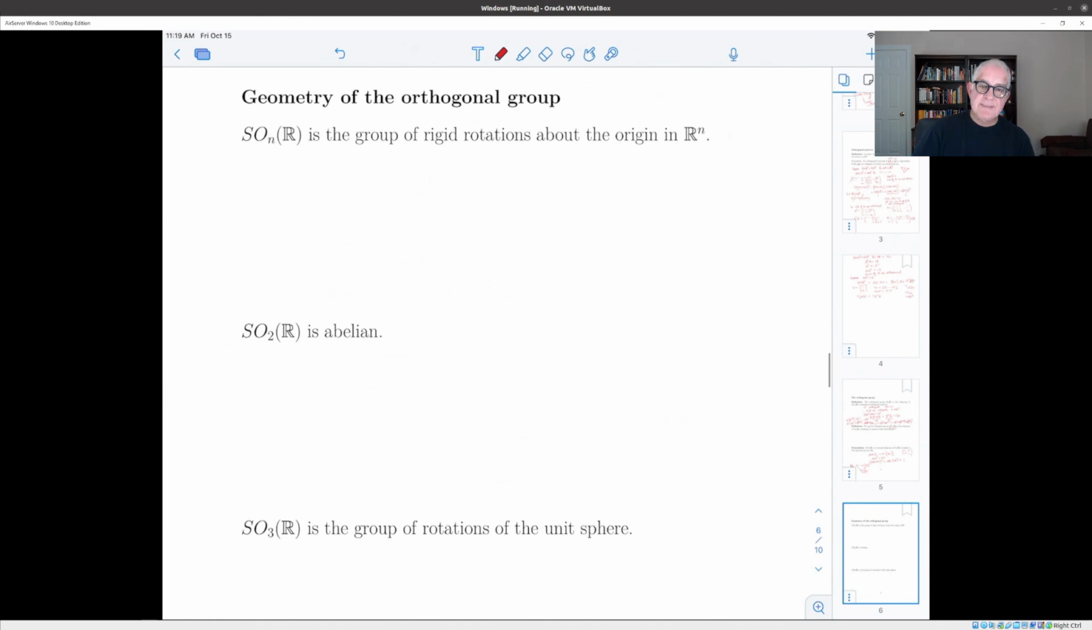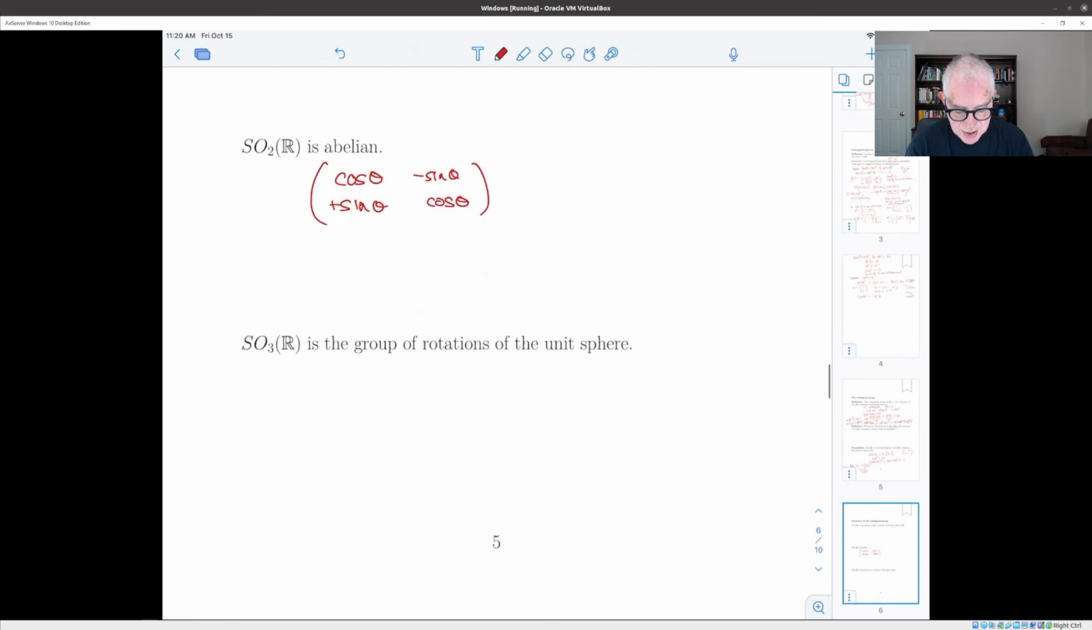And just some examples, I've said this now several times, but SO_n(R) is the group of rigid rotations about the origin. If you throw in O_n(R), you also include reflections. But SO_n is just rotations. We've seen SO_2(R) many times. It's cosine theta, minus sine theta, plus sine theta, cosine theta. These matrices have determinant 1, and they correspond to rotations. SO_3 corresponds to rotations of the unit sphere in 3 space.